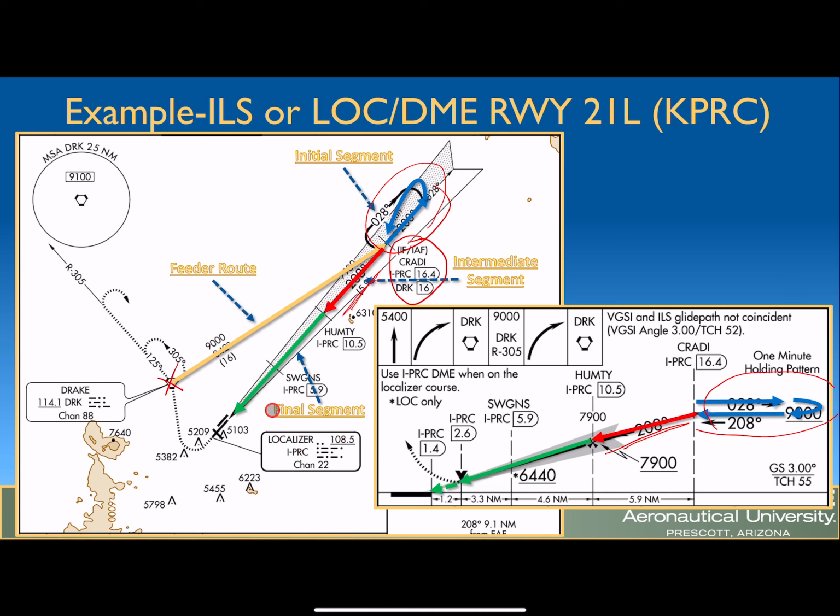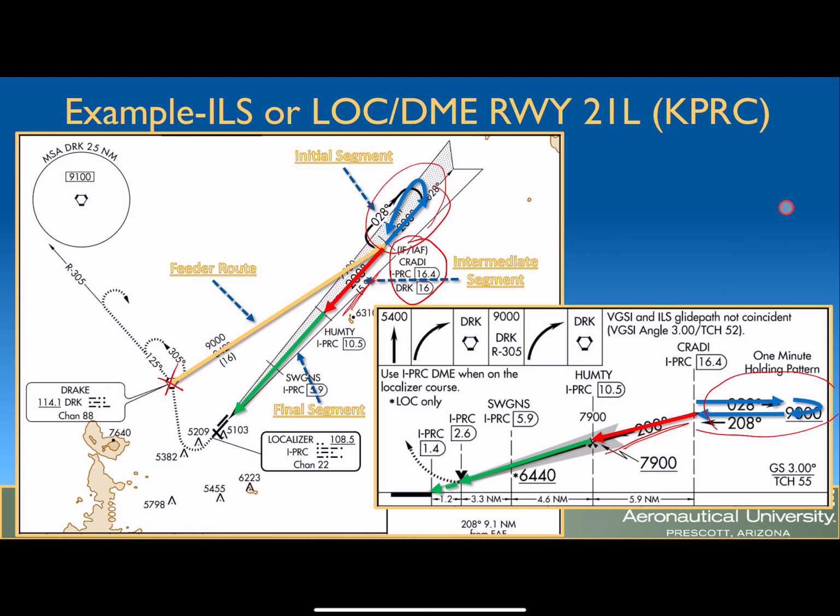So here the green represents our final segment. We've passed our final approach fix at Humpty, and now we're on our final segment down to our runway. So one of two things is going to happen. We're either going to land if we have visual confirmation of the runway, or we're going to go missed.